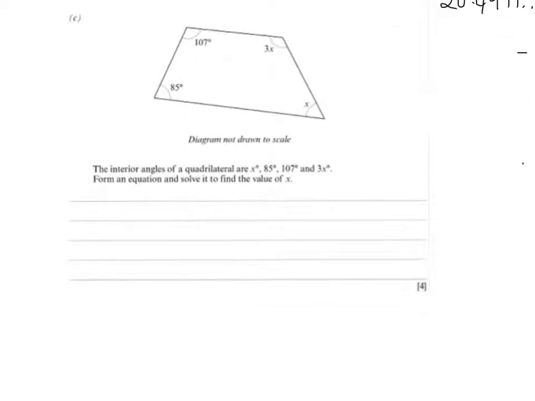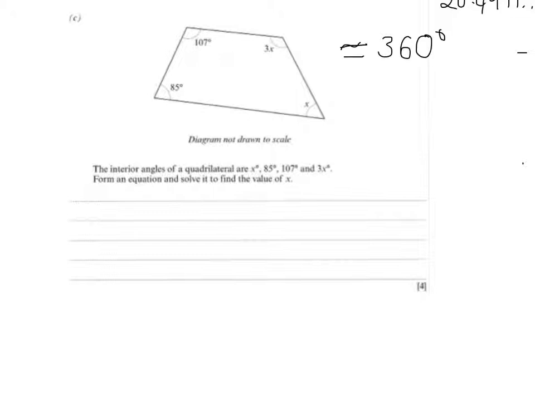we've got a quadrilateral, and we've got 4 angles, 2 of which are just numerical, 2 of which involve x. Form an equation and solve it to find the value of x. The main thing you've got to remember here is that angles in a quadrilateral add up to 360 degrees. So if I add those 4 angles together, they should equal 360.